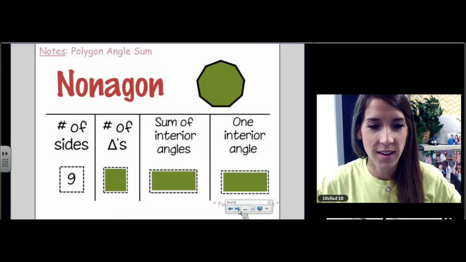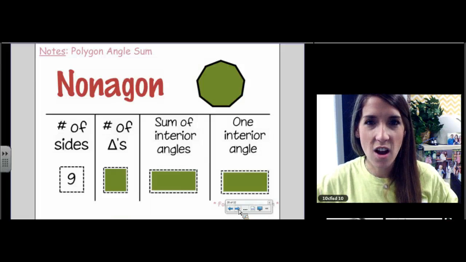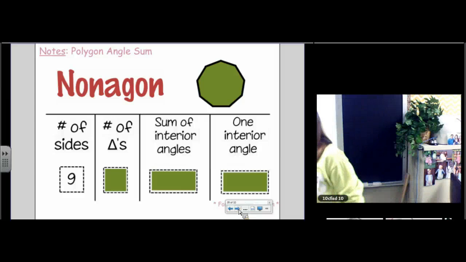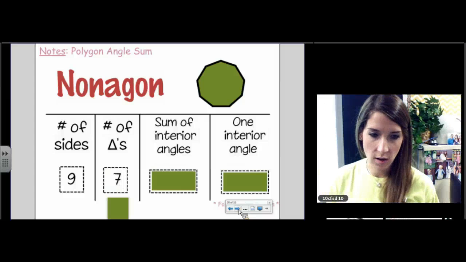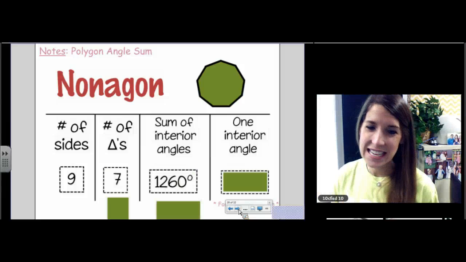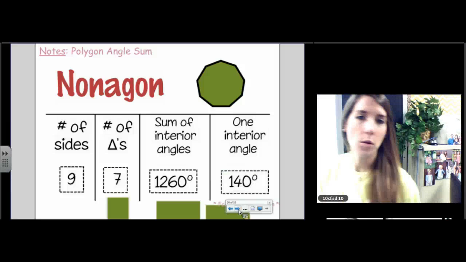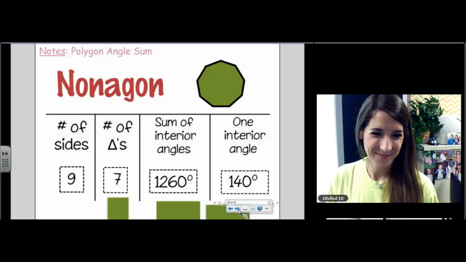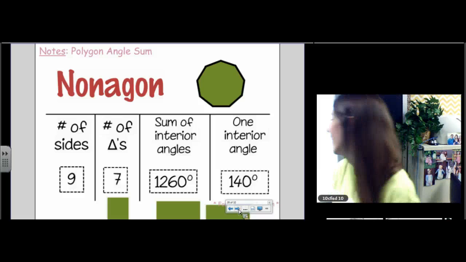Nonagon. Practice saying it. Nonagon. Nonagon has 9 sides. That would mean you can divide it into 7 triangles. 7 times 180 is 1,260. And so one interior angle would be 140 degrees. 1,260 divided by 9. Polly is still gone. Okay.